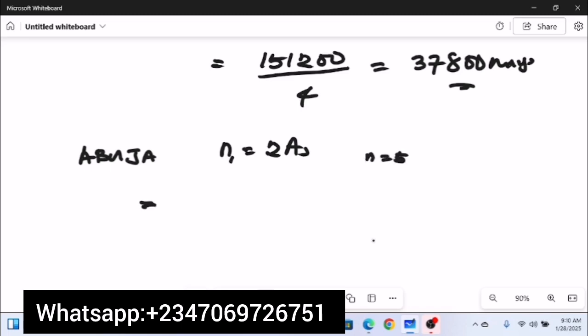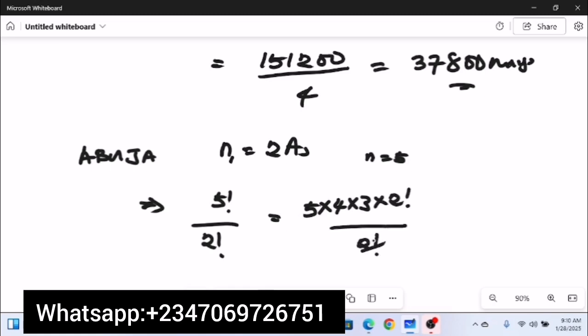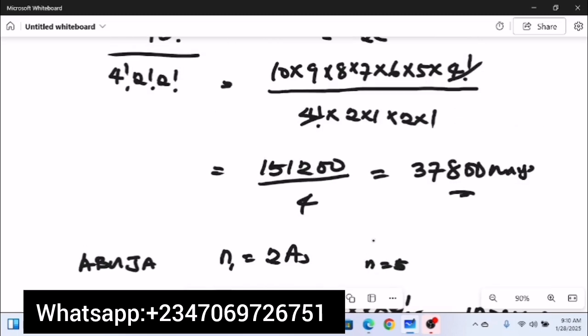So to permutate this, it simply becomes 5 factorial all over 2 factorial, because only 2 letters are indistinguishable. So this is equal to 5 times 4 times 3 times 2 factorial all over 2 factorial. So 2 factorial cancels 2 factorial, and 5 times 4 times 3 simply gives us 120 ways. So the word Abuja can be permutated or arranged in 120 ways. So that's it about indistinguishable permutations.